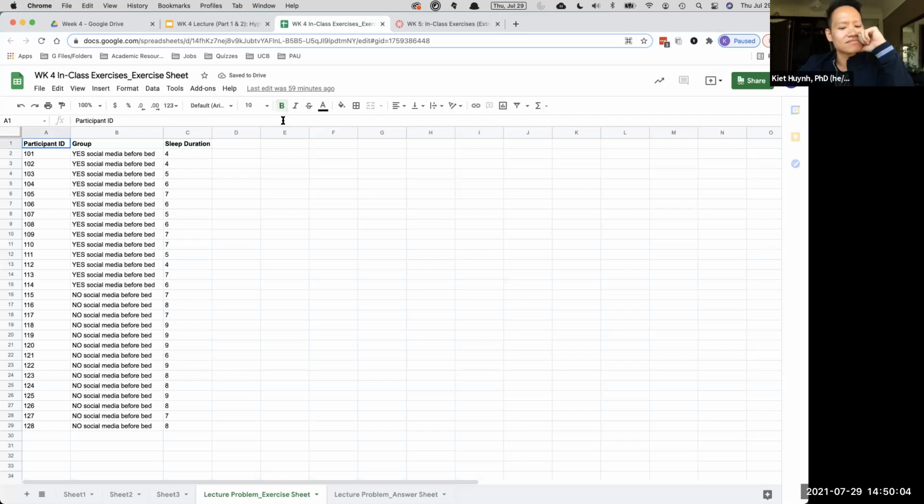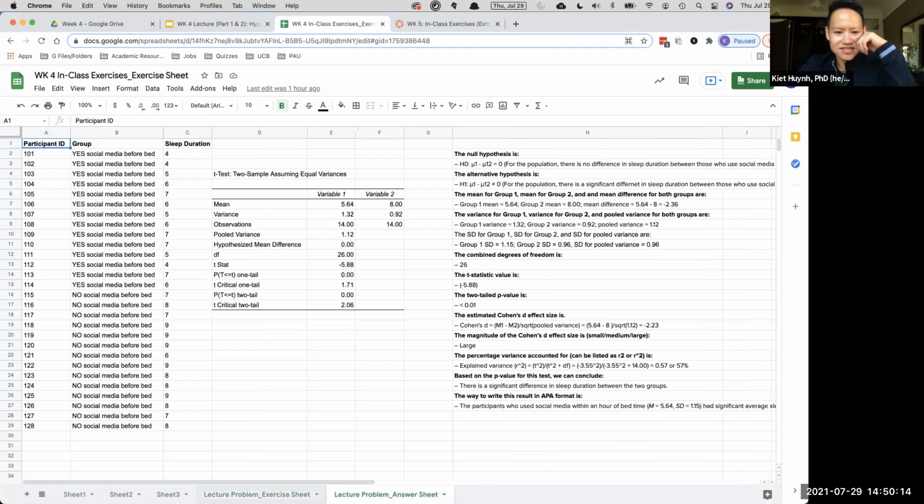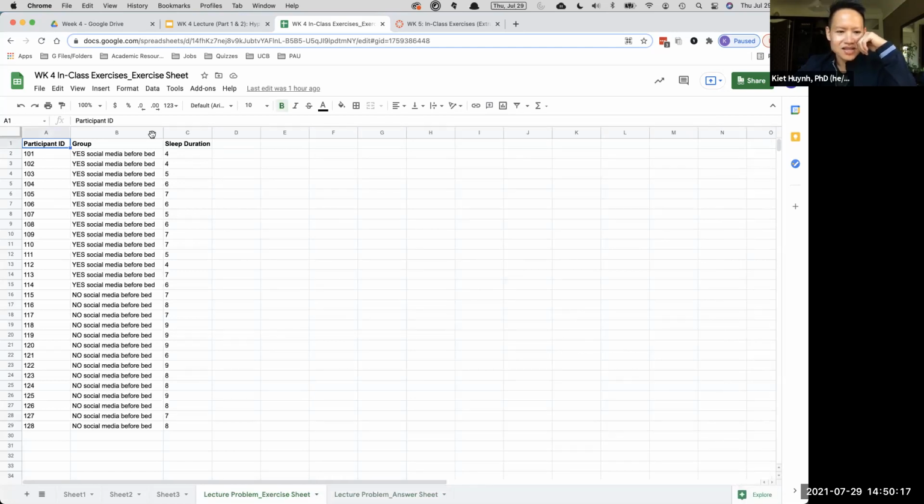Here's the data set. So some things off the bat. You see here, it says lecture problems exercise sheet. This is what we're working from. Here's the answer sheet where the answers are. You can click that at any point. And what else? These 3 sheets are for the in-class exercises, so don't worry about these for now. I just wanted to include it all in one single Google Sheet document, just so it's easier to keep organized, just so we know that this is the document we're using for week 4, for both the in-class exercise and the lecture exercise.